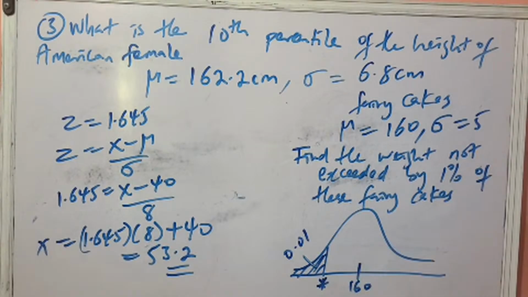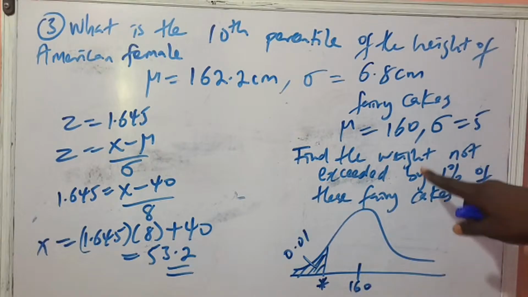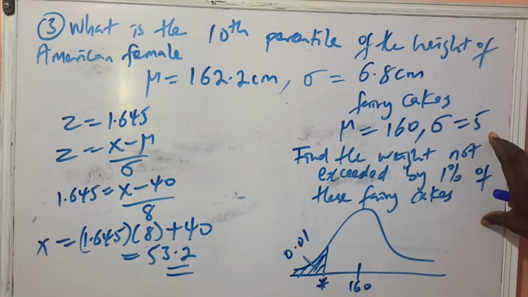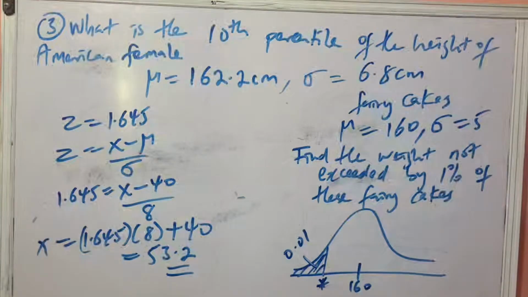The major thing here is not really to solve, but to give understanding of how to interpret these questions. Because I believe at this point you already know how to solve, but how to interpret the use of the words exceeded and not exceeded. So when they say the weight not exceeded by 1% of these fairy cakes, the summary is that only 1% of the fairy cakes have weight less than or equal to this. Or you can say it as the weight that 1% of the cakes don't exceed.